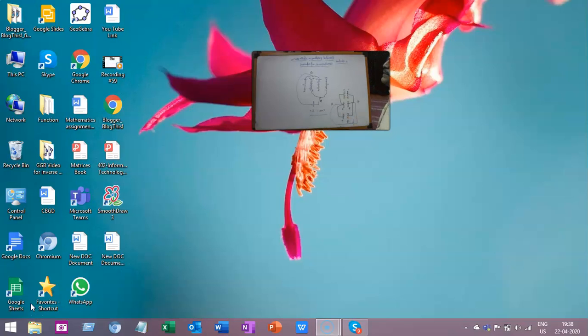So for 3 plates we have seen that it is 2C. For 4 plates it is 3C. Okay. So if n plates are joined in this manner, write your conclusion here. If n plates are joined alternately, C equivalent is going to be (n minus 1) into C.